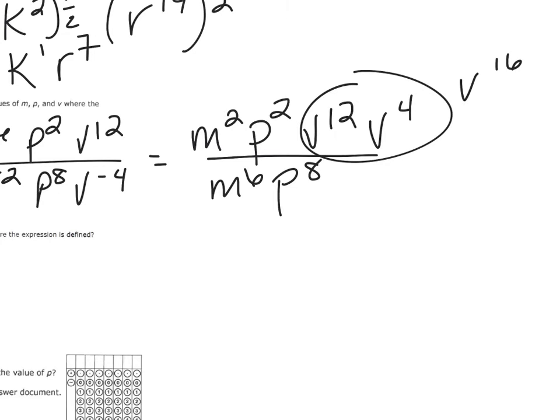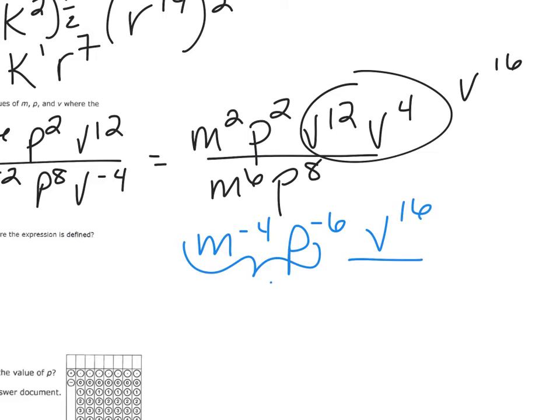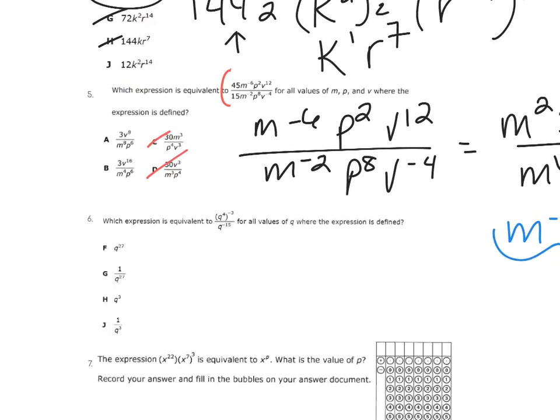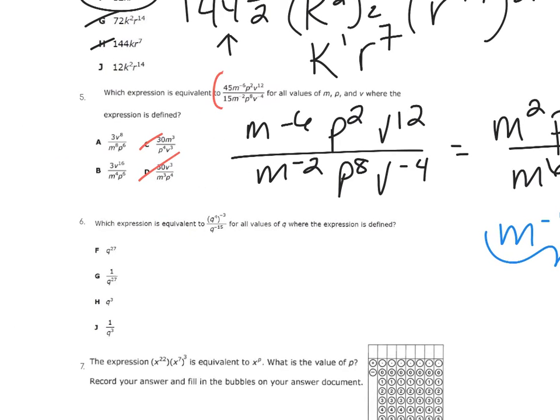Okay, so let's look at our division rule. It says to subtract. So 2 minus 6 is negative 4, and 2 minus 8 is negative 6, and 12 plus 4 is 16. Those are negative, so they're going to end up in the denominator, m to the 4th, p to the 6th. Okay, and that would give us the answer choice of B.